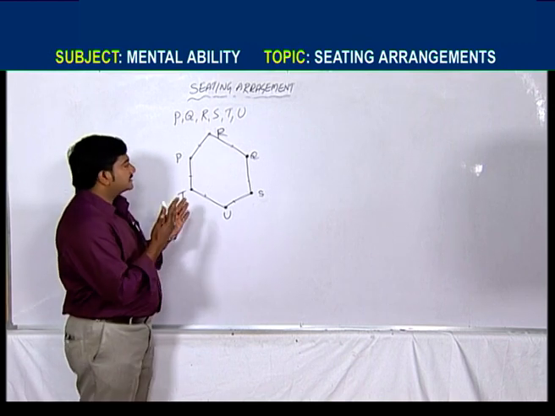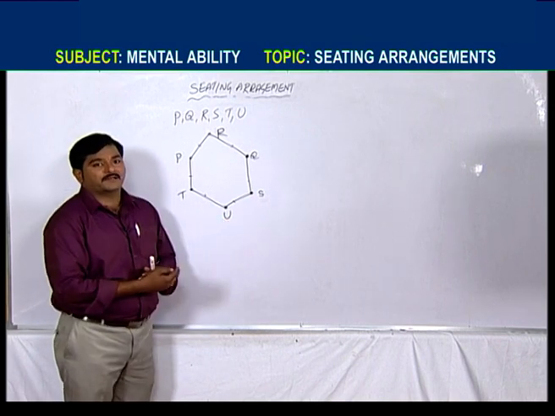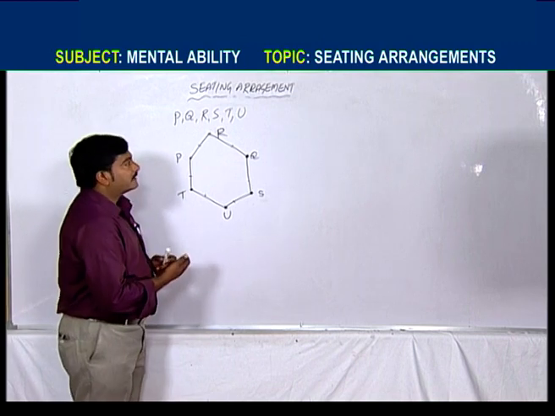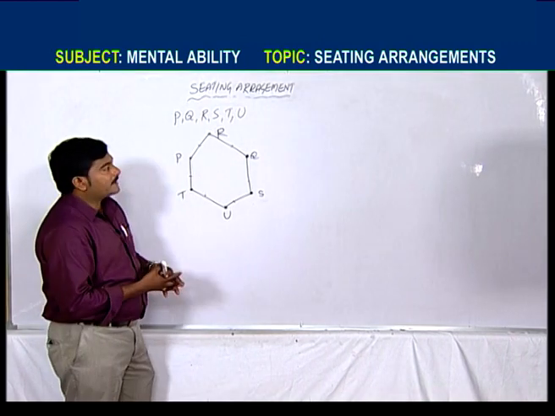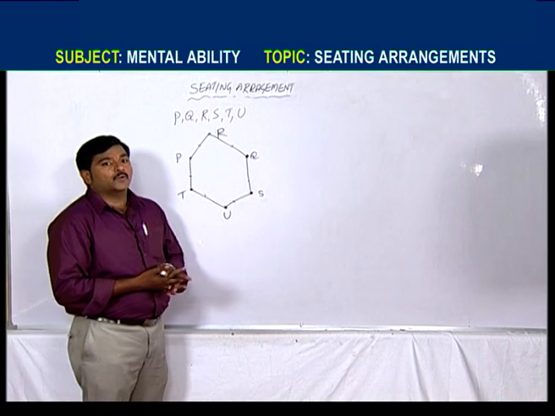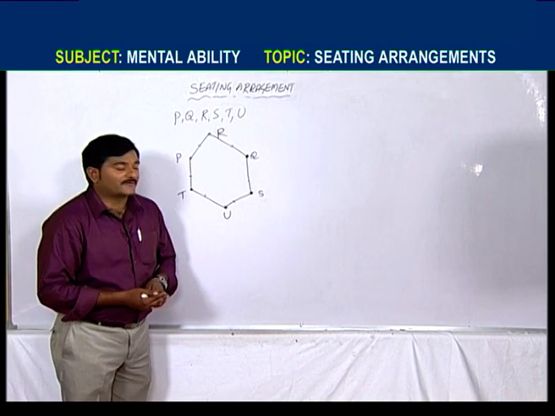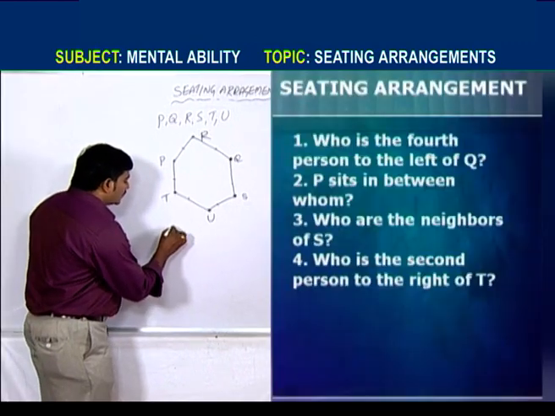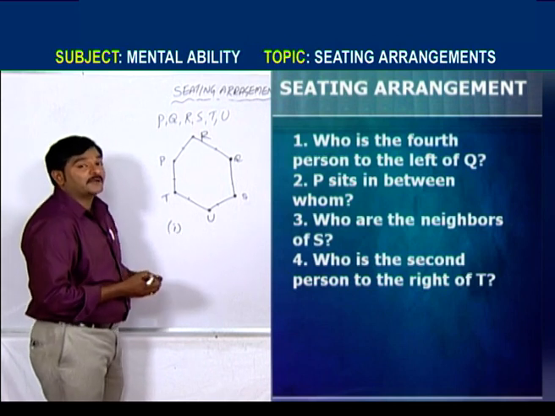Now there are 4 questions available on the screen. What is the first question? Who is the 4th person to the left of Q? That is the first question. Who is the 4th person to the left of Q?